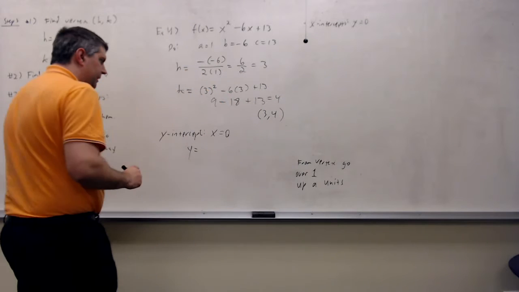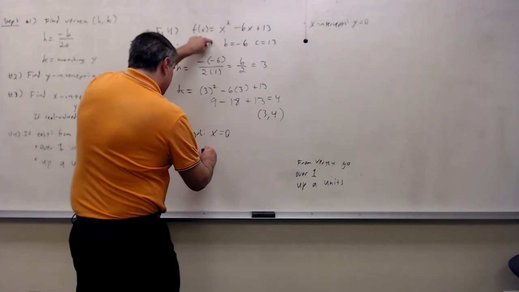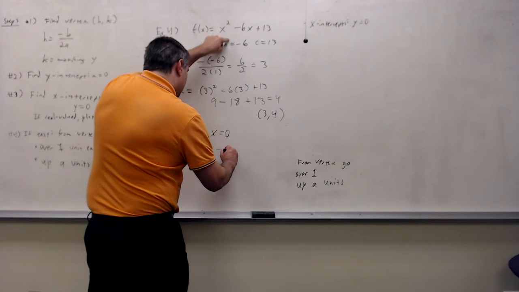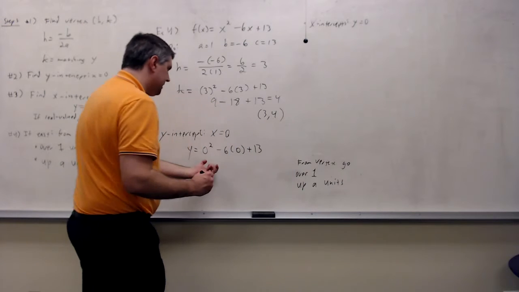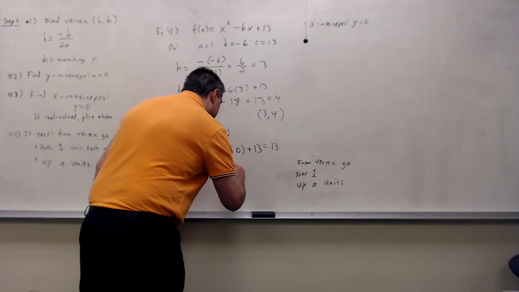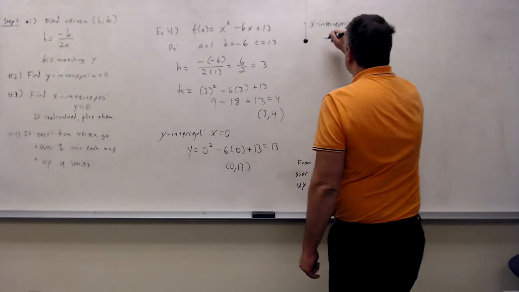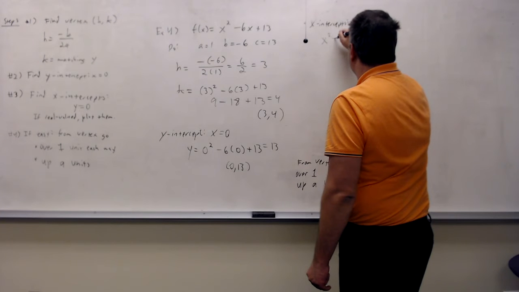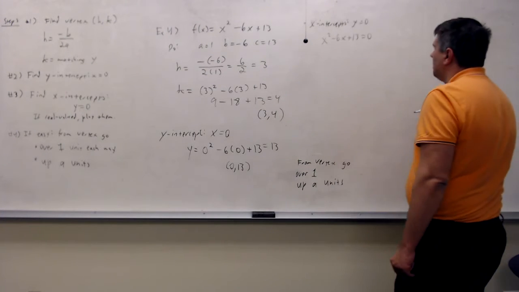The y-intercept is where x equals 0. So that's going to be 0 squared minus 6 times 0 plus 13. 0 minus 0 plus 13 is just 13. So it's 0, 13. Next step, I have x squared minus 6x plus 13 equals 0.